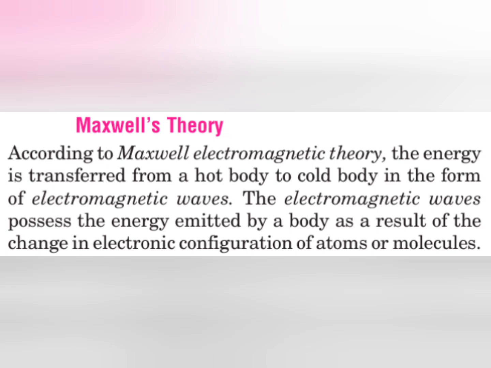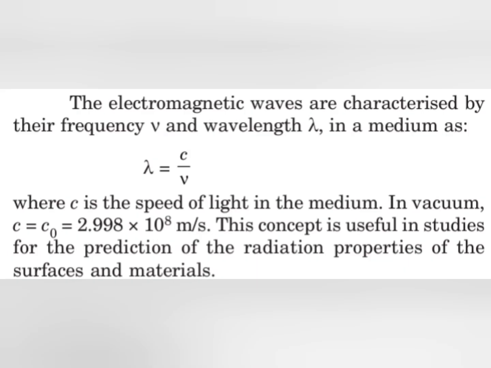So what's the relation in Maxwell theory? According to the electromagnetic wave theory, Maxwell theory says that the waves are characterized by their frequency nu and wavelength lambda. So according to Maxwell theory, lambda is c by nu. Okay, lambda is simply c by nu, where c is simply the speed of light in vacuum, which is approximately, with accuracy, 2.998 into 10 raised to 8 meter per second. That's the value of c, which is the speed of light in vacuum.